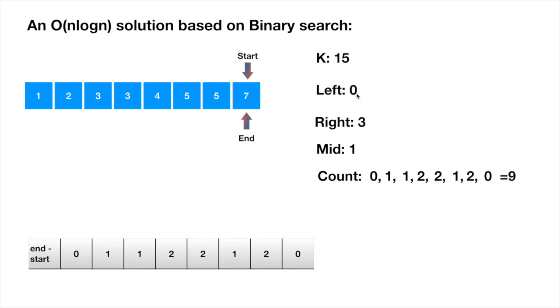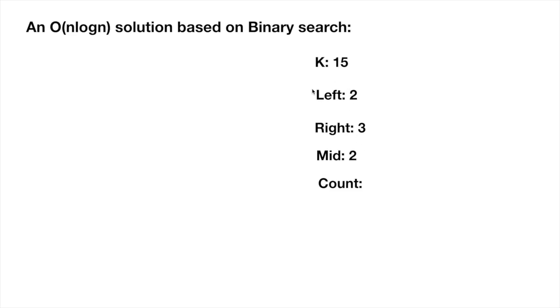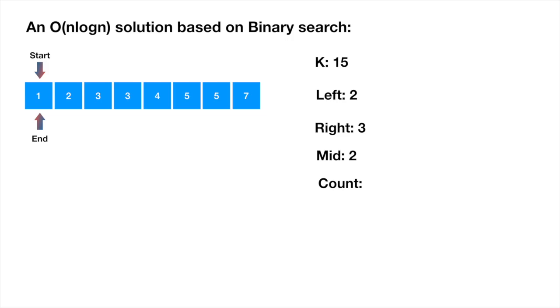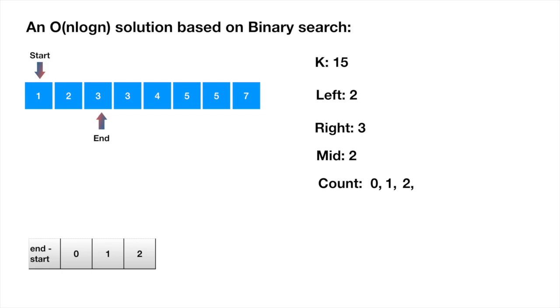So we just enlarge our left bound. Our left bound is equal to mid plus 1, if you are familiar with the binary search technique. And left is 2, right is still 3, so mid is 2 plus 3, divided by 2. Set the 2 pointed at the start point. Calculate, move, and calculate. Move, calculate.